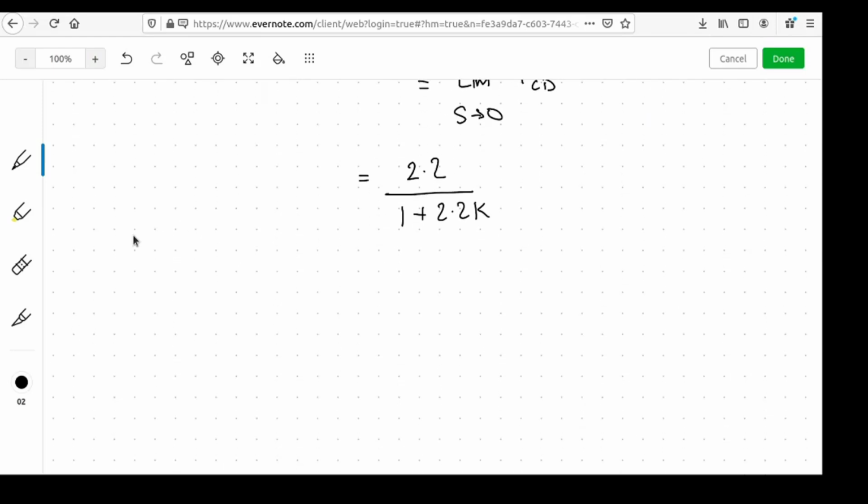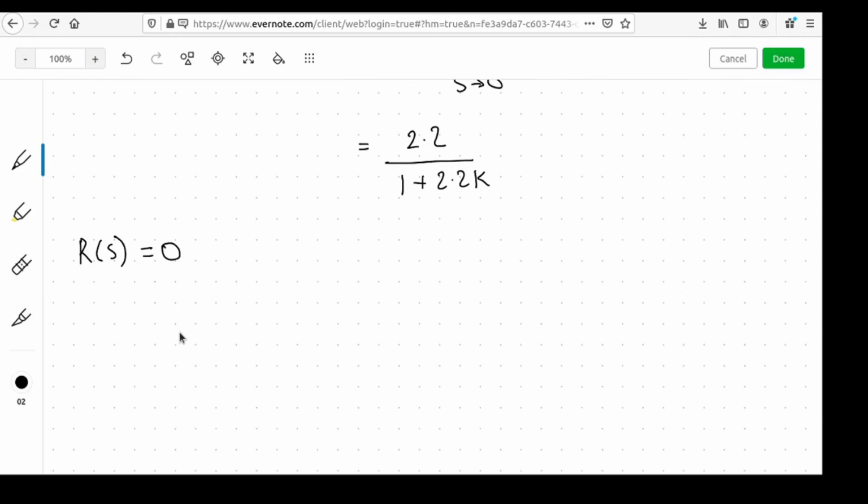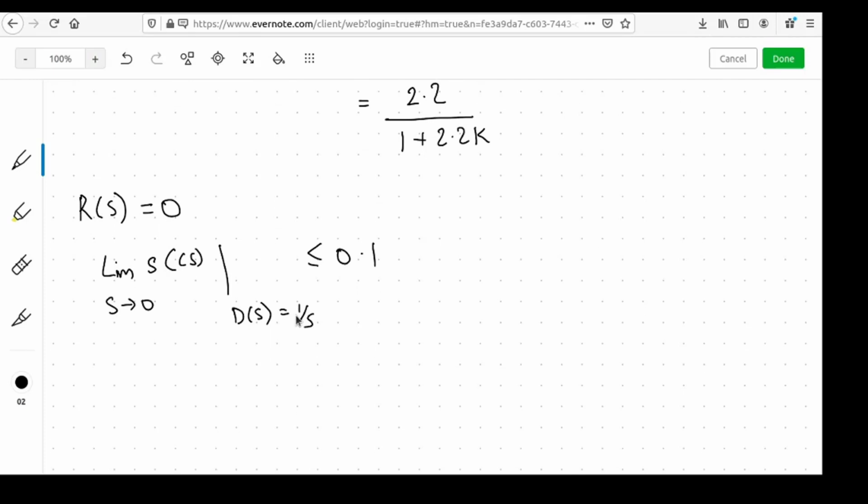Now since R of s is 0, the output, limit s tending to 0 s times T of s for the disturbance input 1 by s, should be less than or equal to 0.1, since the steady state error is being measured with respect to the 0 reference input. So we can substitute. We will get 2.2 divided by 1 plus 2.2k is less than or equal to 0.1.